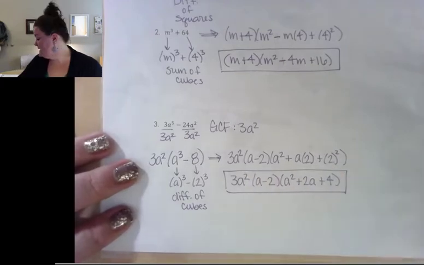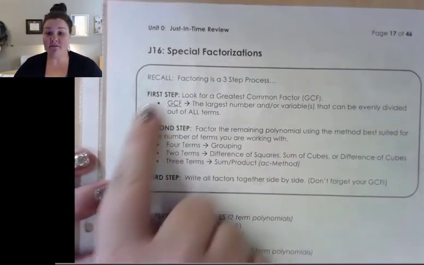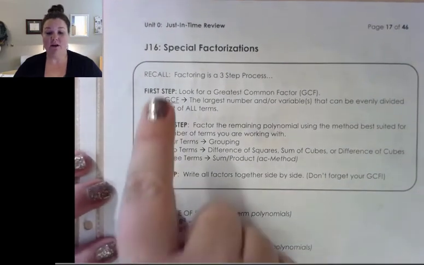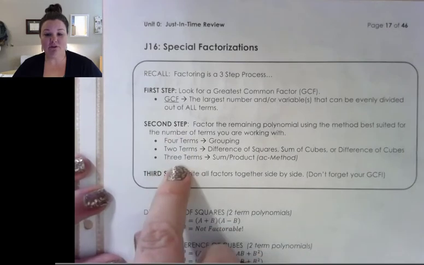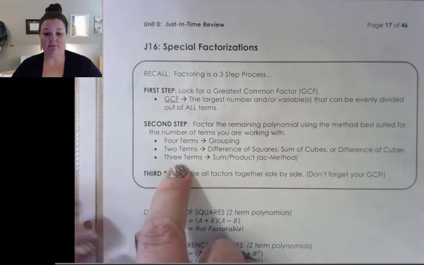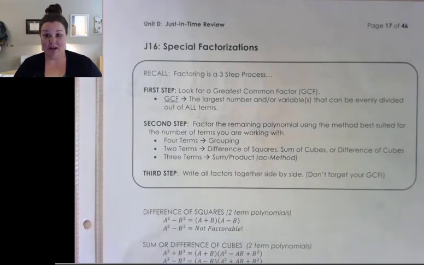So that is the end of J16. Now we have all of our factoring methods completed. We know to take our greatest common factor out, and then based on what type of terms, or how many terms we have rather, we know what our factoring method should be. You should now be able to complete J16. If you need any type of help, please let me know, and I will help you out.